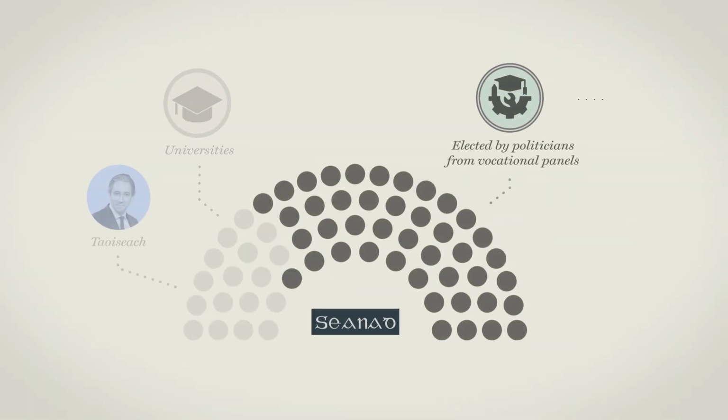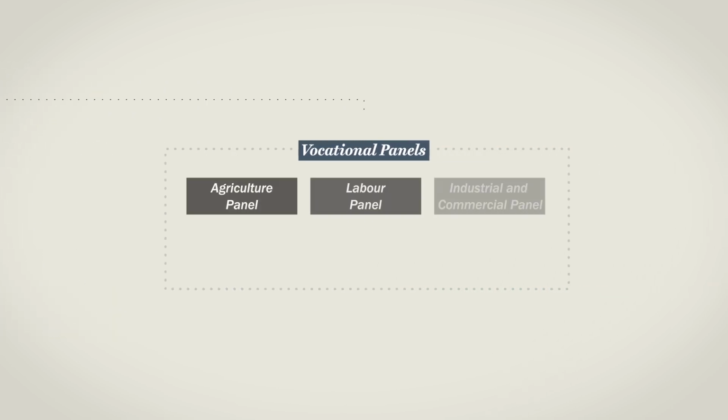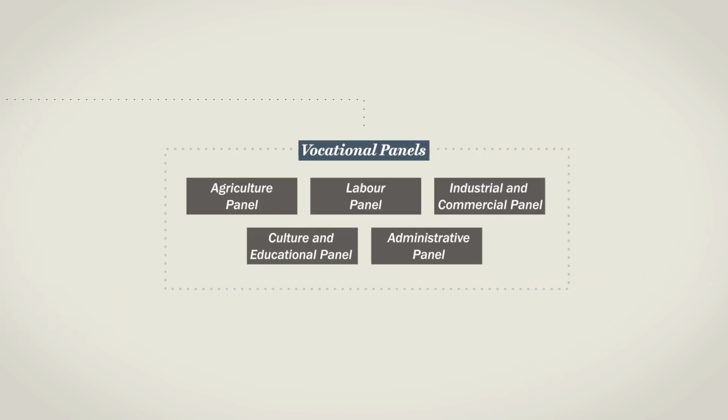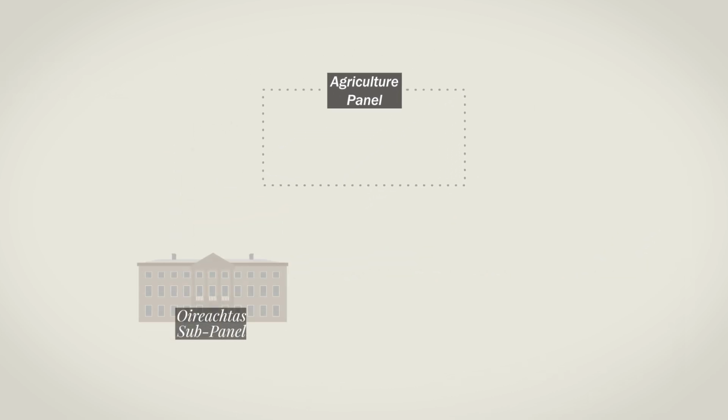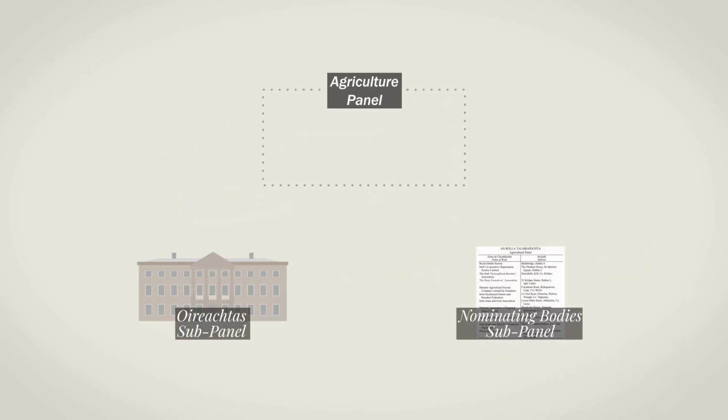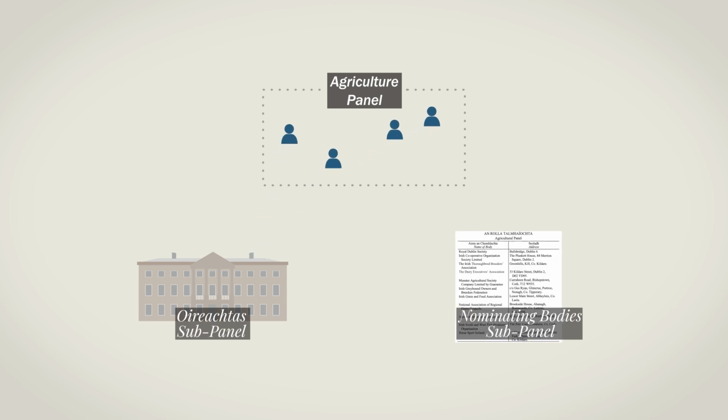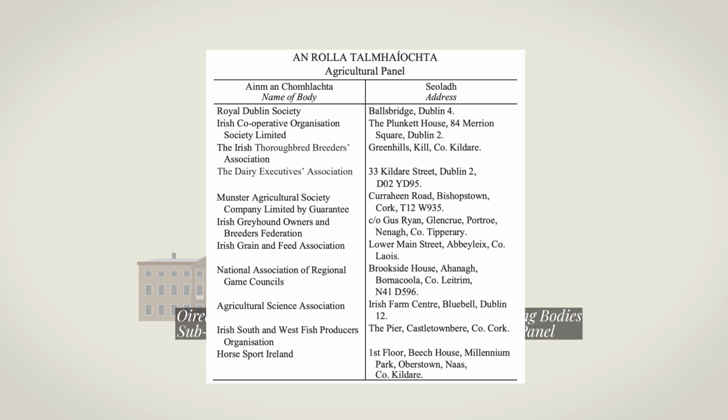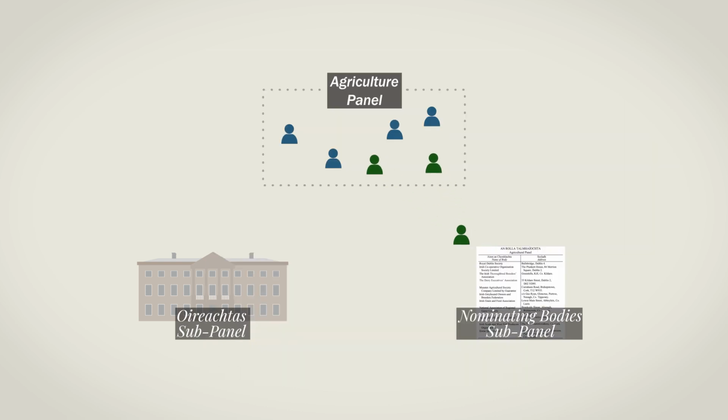The main 43 elected are elected from 5 vocational panels that broadly represent 5 sections of Irish society. The 5 vocational panels are further divided into 2 sub-panels, the Oireachtas sub-panel and the nominating bodies sub-panel. These sub-panels nominate candidates of experience and speciality in one of the 5 fields. The Oireachtas sub-panel nominations come from TDs and outgoing Seanadóirí, and the nominating bodies sub-panel comes from organisations that represent the interests of one of the vocational panels.